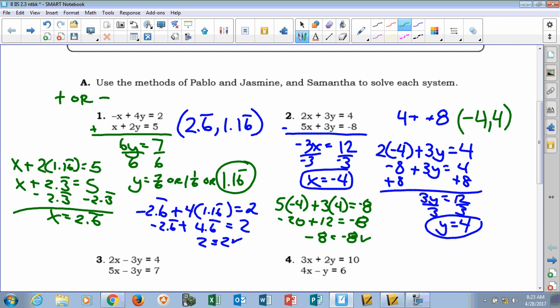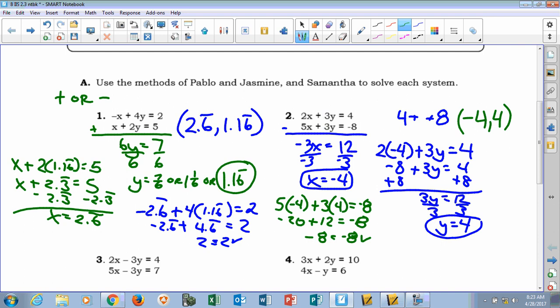Are we going to add or subtract? How many people think we're going to add? Raise your hand. How many people think we're going to subtract? Okay. Why? Well, there's negatives right here. Same number, same sign. We subtract. Okay.